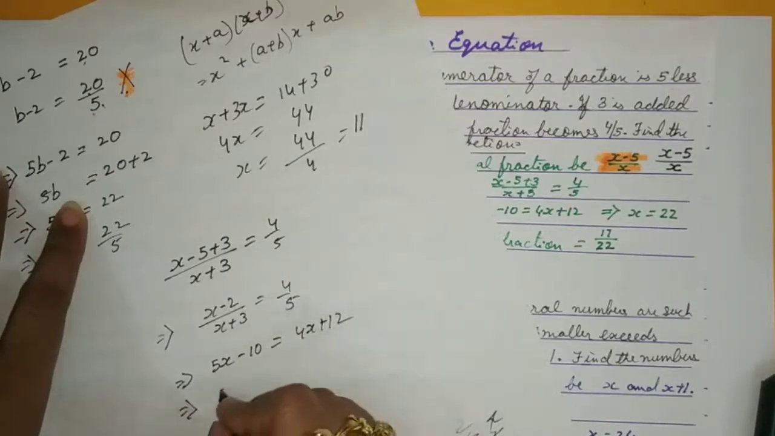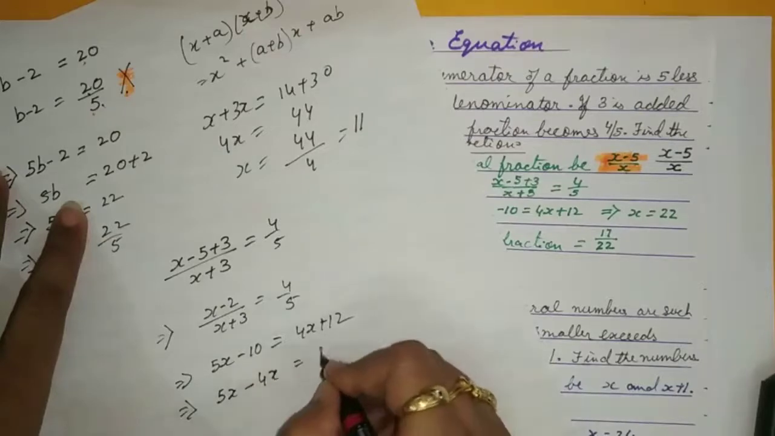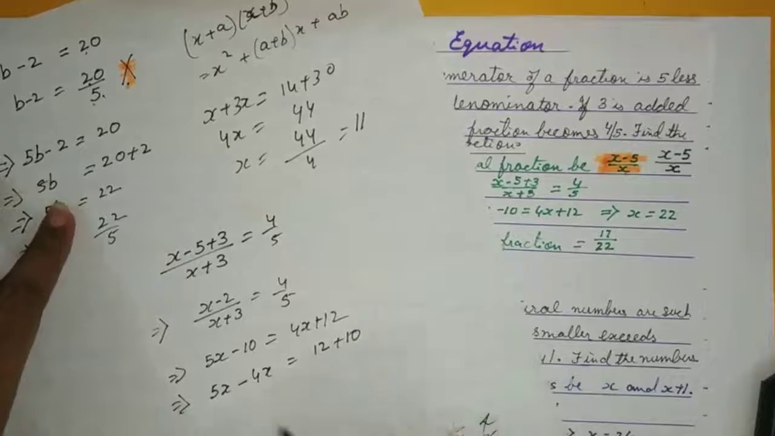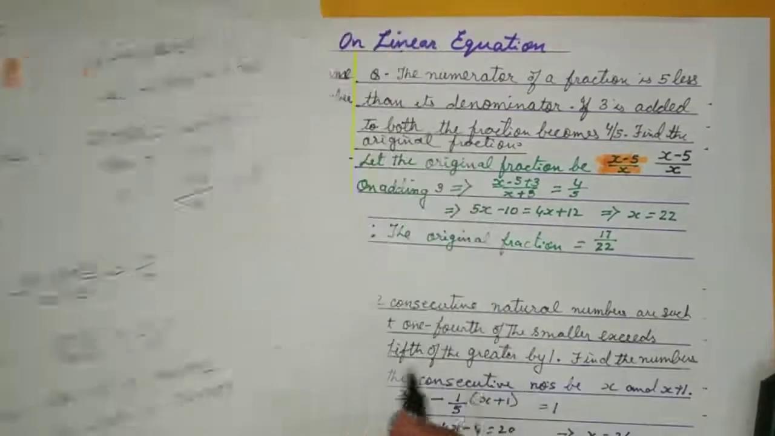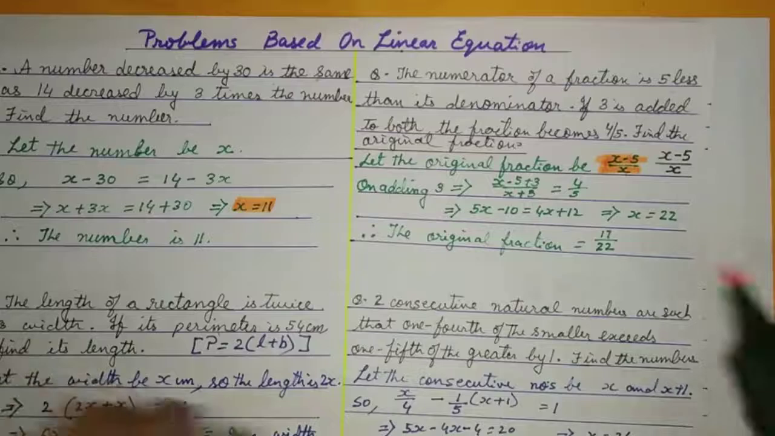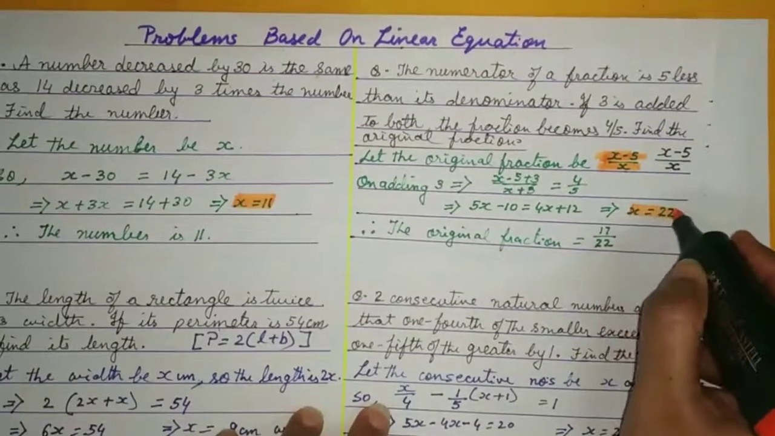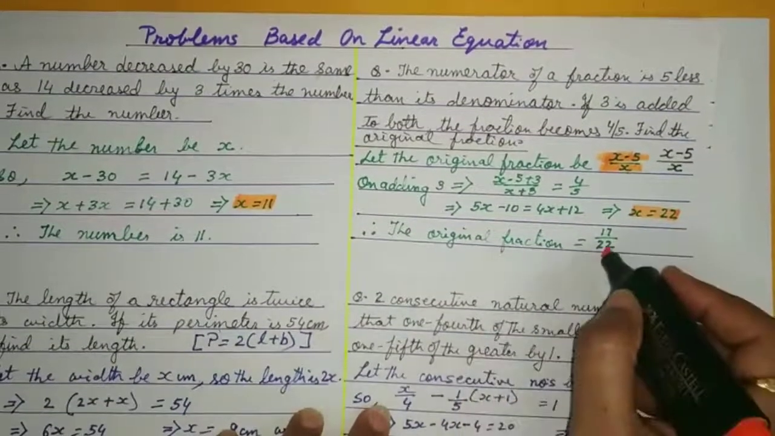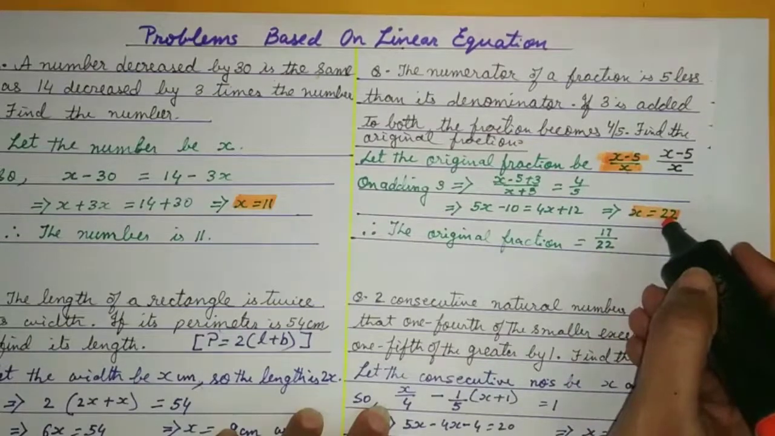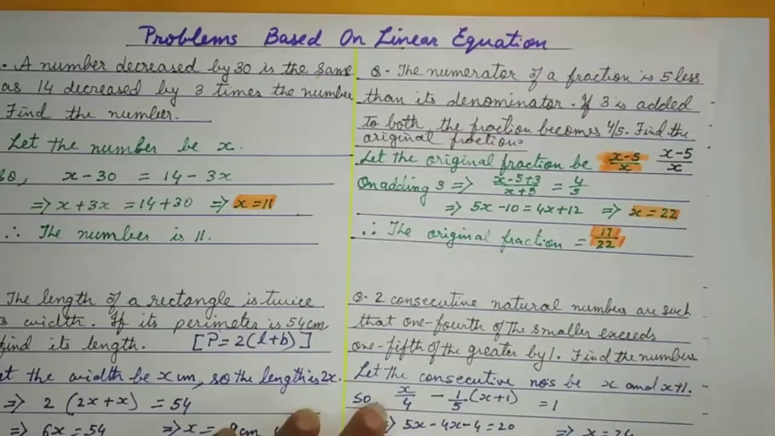Now 4x comes here, becomes 4x is equal to 12, minus 10 comes here, becomes plus 10. So what do you get? X is equal to 22. So actually that is the denominator. When we get x is 22, we know in the original fraction the denominator is x and the numerator is 5 less than 22. So the answer is 17 by 22.